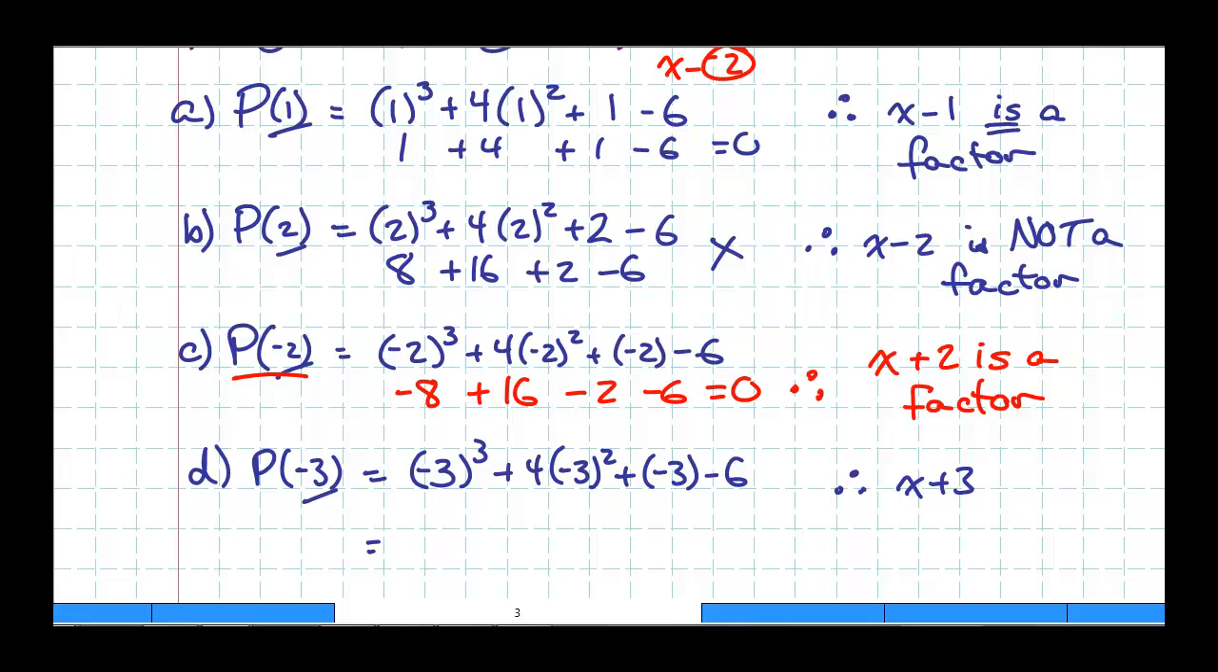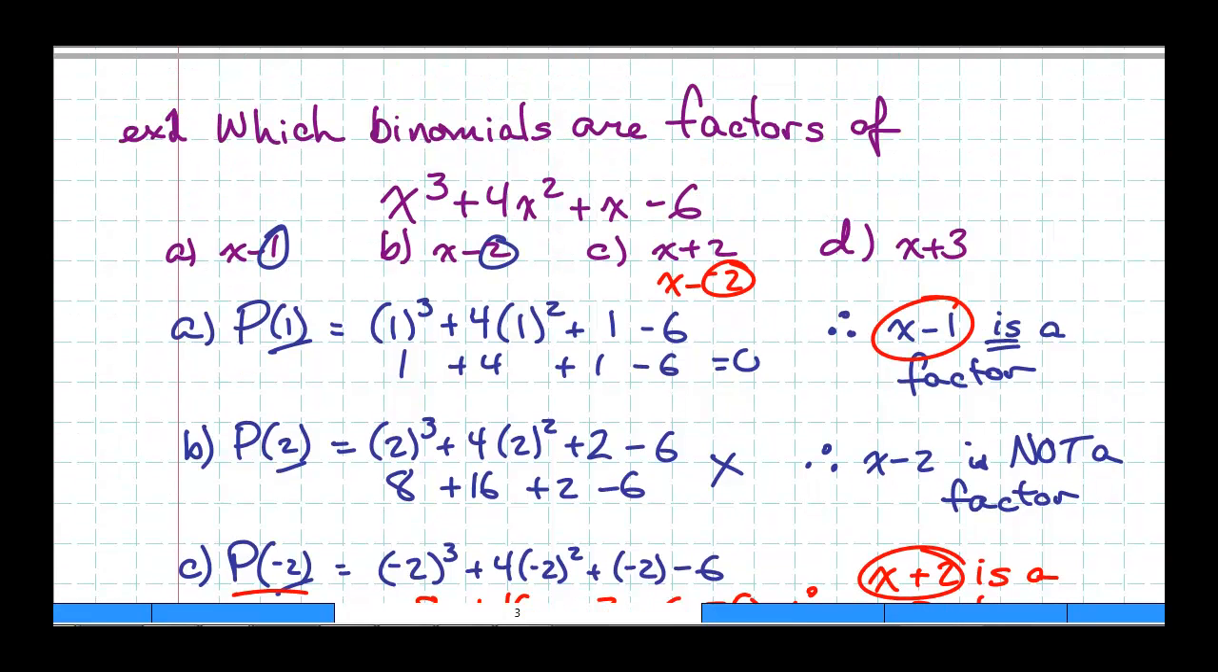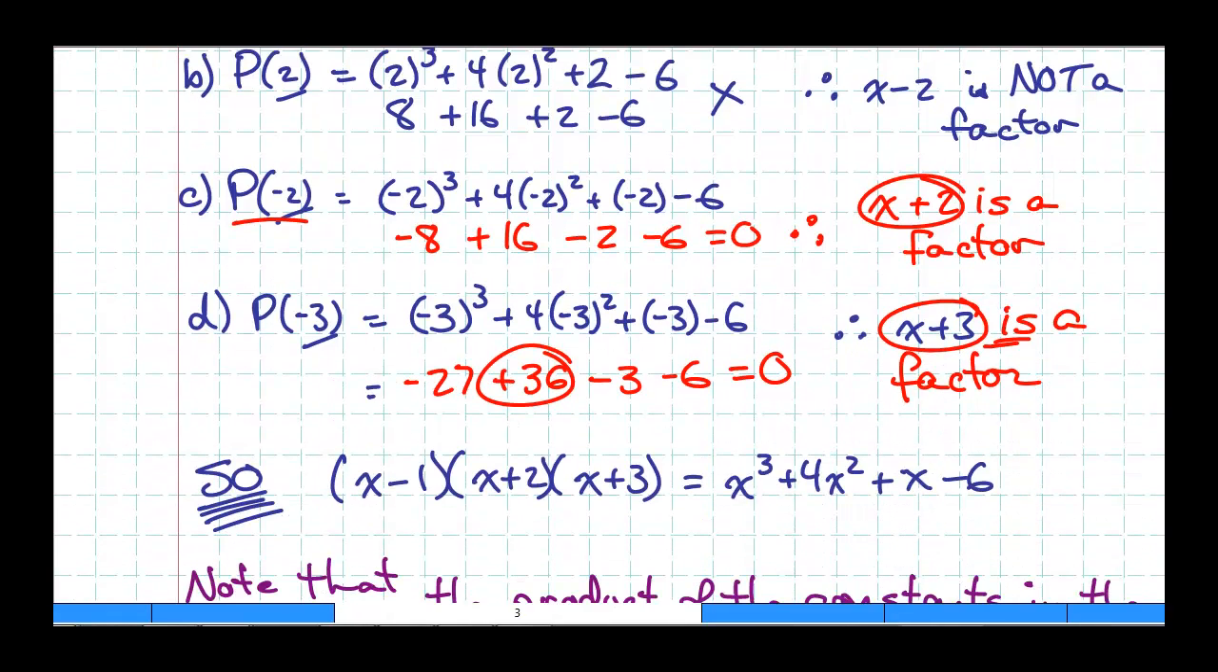And the last one: negative 3 cubed is negative 27. Negative 3 squared is 9, times 4 is plus 36. Plus negative 3 is minus 3, and minus 6. So negative 27 minus 3 is negative 30, minus 6 is negative 36, plus 36 is 0. Therefore, x plus 3 is a factor. So we've got 3 factors: x minus 1, x plus 2, x plus 3. And in a cubic, that's the maximum number of factors I can have. So I think I've got them all.